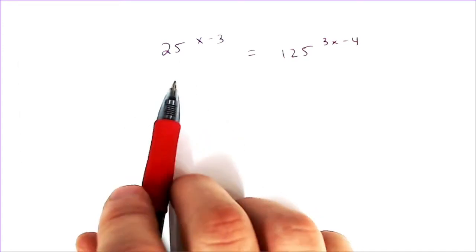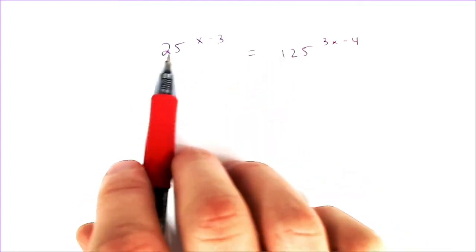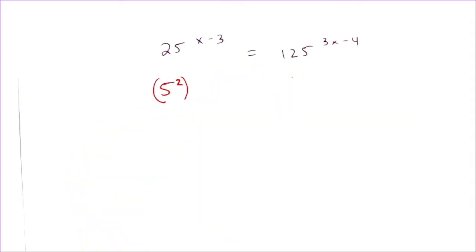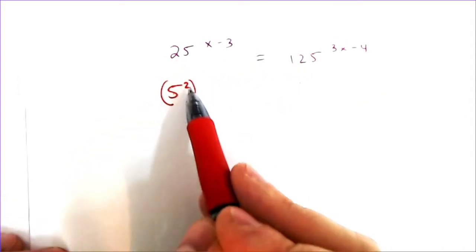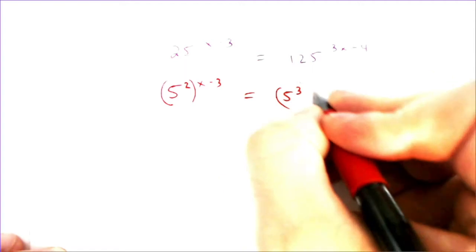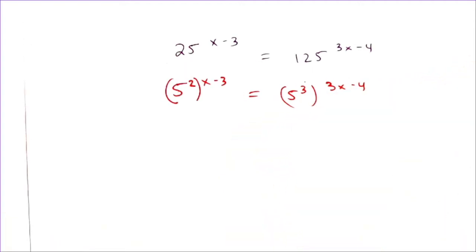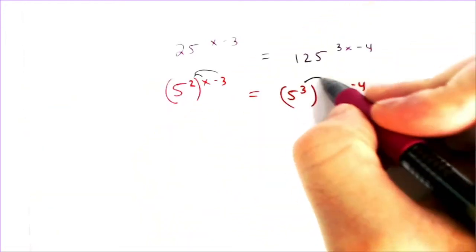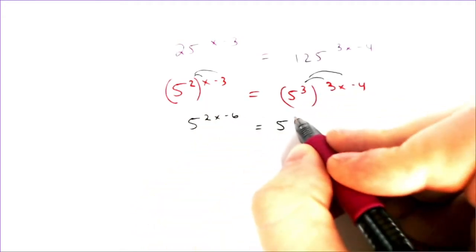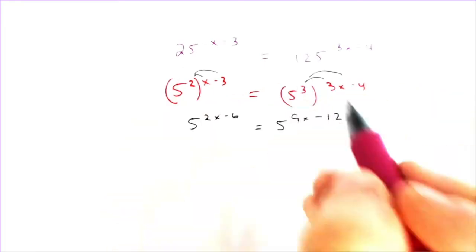And it should feel pretty obvious, I'm hoping, that you could turn both of these into a 5, because you should be thinking about what can I raise something to a power to and make 25. And 5, I can raise to the second power, and I make it 25. I haven't changed anything here. 5 squared is still 25. x minus 3 equals 5 to the third power, 3x minus 4. Distribute your 2 and distribute that 3. We end up with 5 to the 2x minus 6 equals 5 to the 9x minus 12. Make sure you distribute it to both terms.